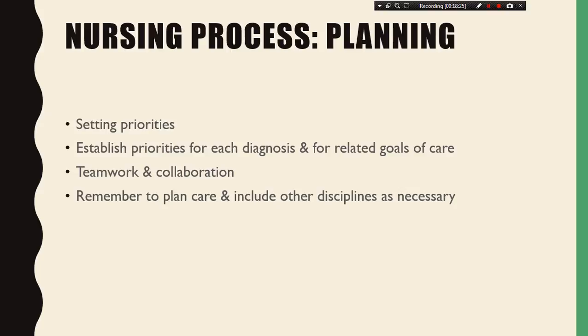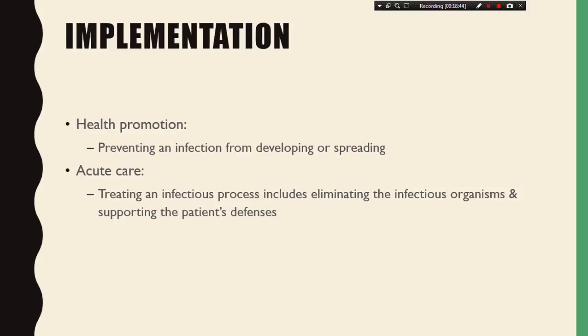Remember to prioritize according to Maslow's hierarchy. In these patients, respiratory issues are probably going to be our highest priority. In regards to infectious disease, you might want to collaborate with an infectious disease physician or nurse. Health promotion activities might include teaching your patients about nutrition, support, rest, personal hygiene, physiological protective mechanisms, and recommended immunizations.